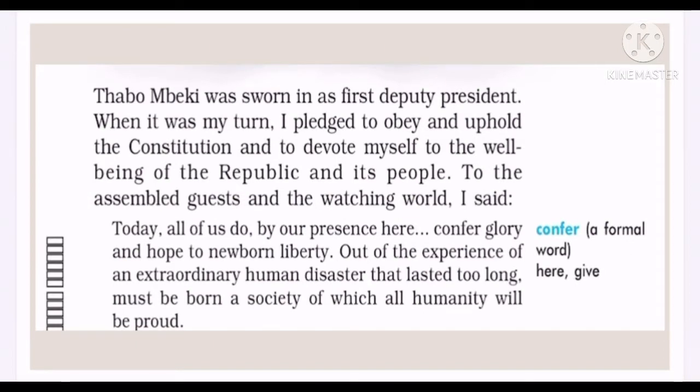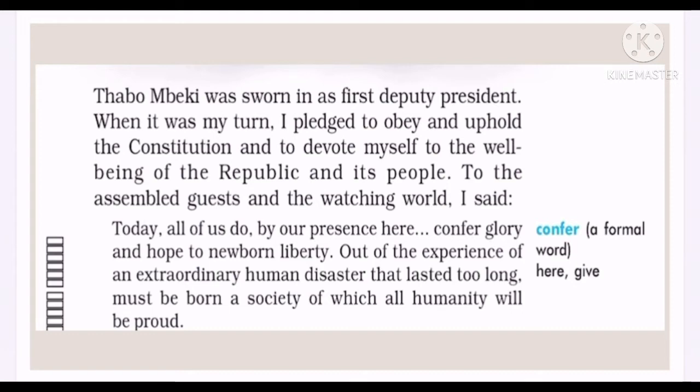When it was my turn, I pledged to obey and uphold the constitution and to devote myself to the well-being of the republic and its people. So before Nelson Mandela, de Klerk and Thabo Mbeki were sworn in as the first and second deputy presidents of South Africa. When his turn had come, he pledged to obey and follow the constitution and devote his life for the well-being of the country and its people. To the assembled guests, and those watching the poll, I said.